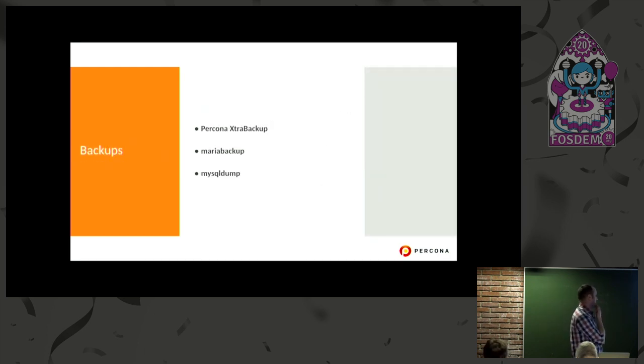So backups. You can back up the encrypted data. That's probably a good feature. You can use Percona XtraBackup to back up MySQL and Percona Server, MariaBackup for backing up the MariaDB stuff. You can use mysqldump to back up all three of them. The thing is, with mysqldump, if you do the backup, it won't be encrypted by default.